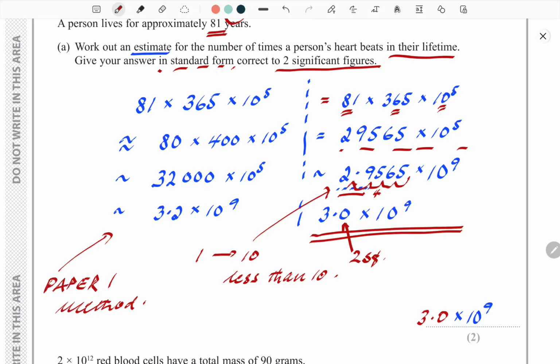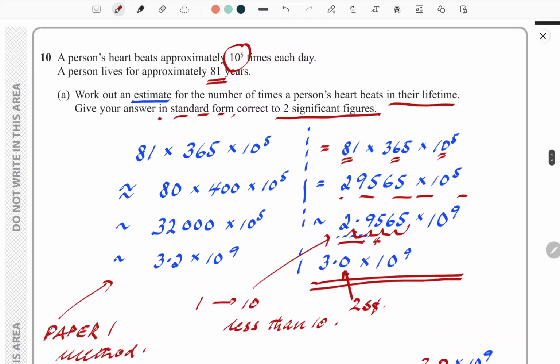Paper 1 method. Remember, if you were doing this for paper 1 and they asked you for an estimate without a calculator, then you would convert all of them, take one significant figure. So 81 becomes 80, 365 becomes 400. Multiplying that, powers of 10 coming out, and you come to a very similar answer, but not quite. But I just wanted to demonstrate as a point of revision.